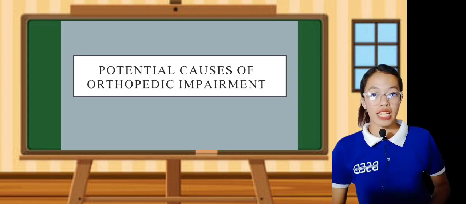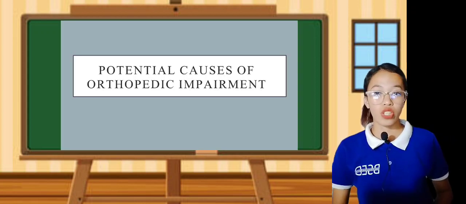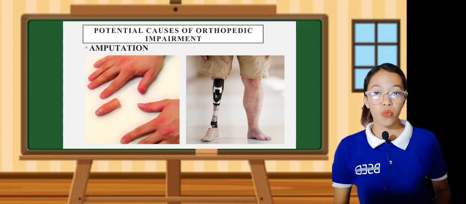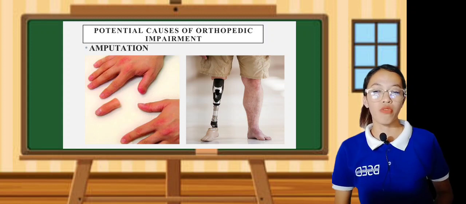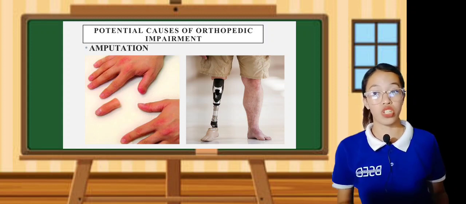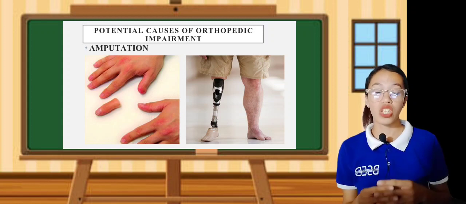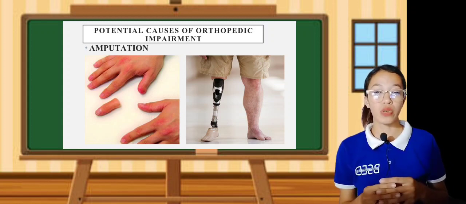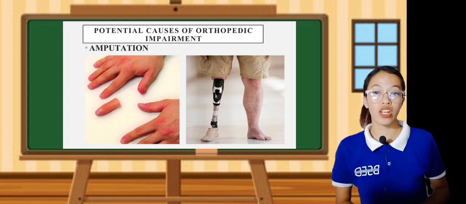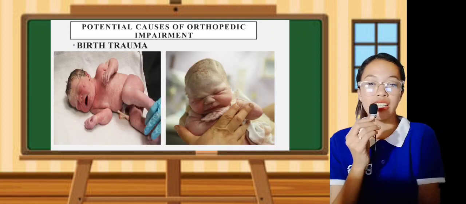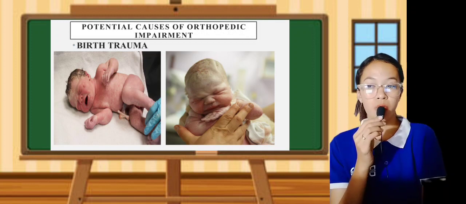So there are many potential causes of orthopedic impairment. The first one is amputation. Amputation is the removal of a limb by trauma, medical illness, or surgery. As a surgical measure, it is used to control pain or disease process in the affected limb, such as malignancy or gangrene.